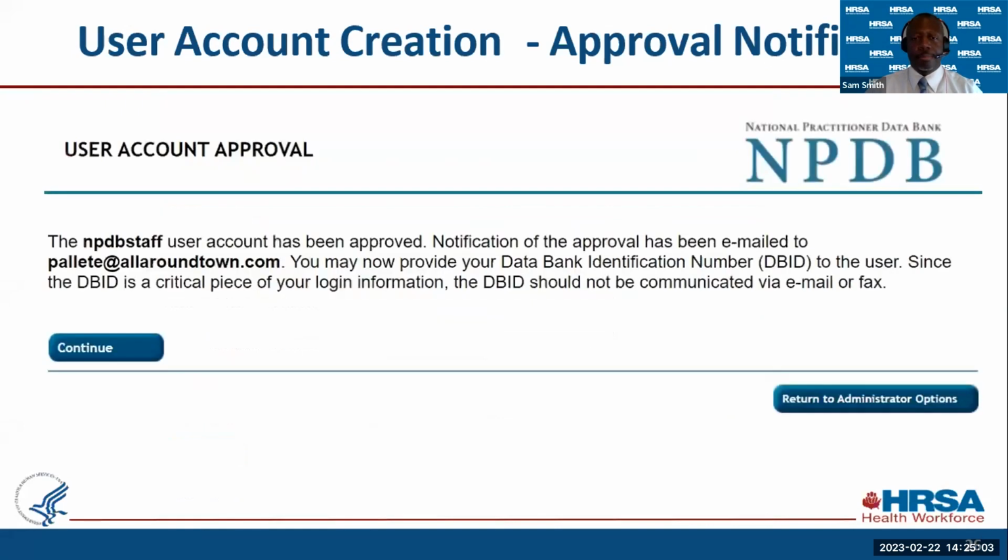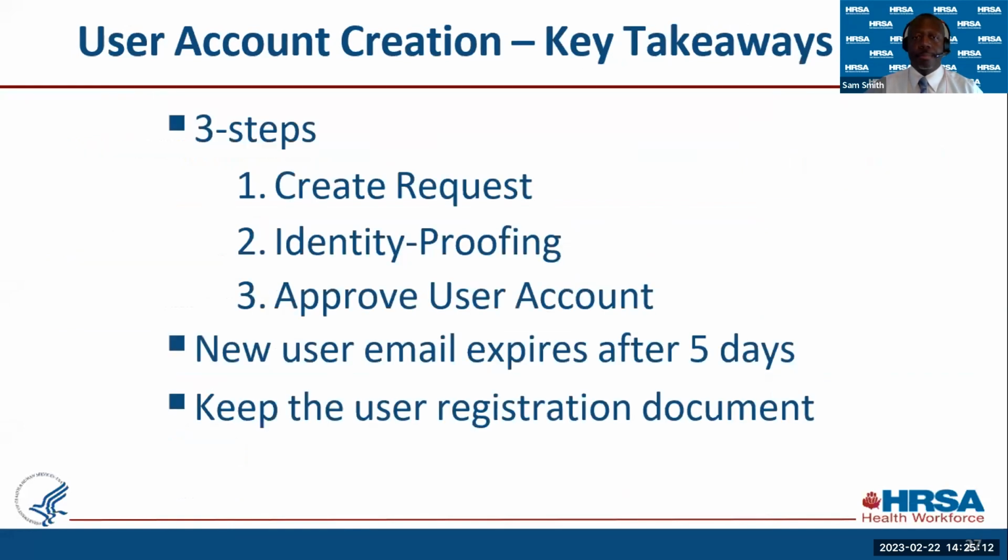Once approved, the user account is activated. So in summary, creating a user account is again a three-step process for the administrator. You create the new user account request, you identity proof the new user, and then you approve the user account.